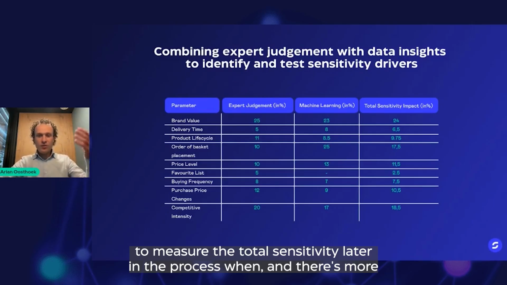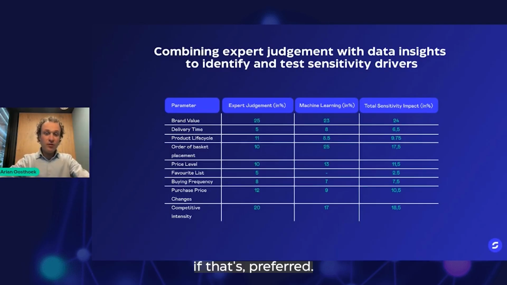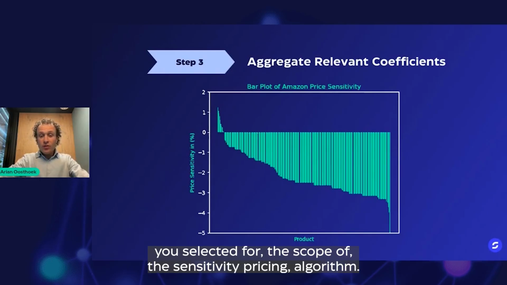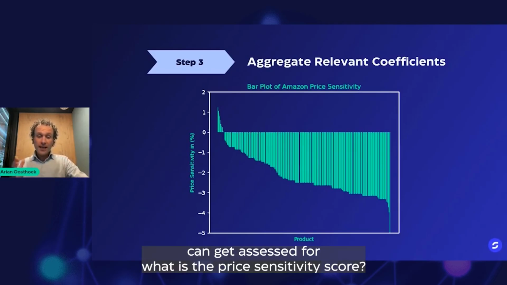And later in the process, when there's more data involved, we can put higher weight to the machine learning if that's preferred. So what we do then is that we just run the model across all products you selected for the scope of the sensitivity pricing algorithm, and then you get an output. So your whole assortment can get assessed for what is the price sensitivity score.